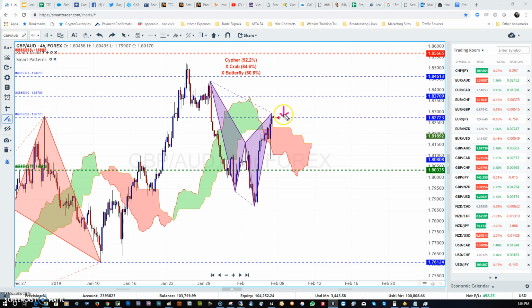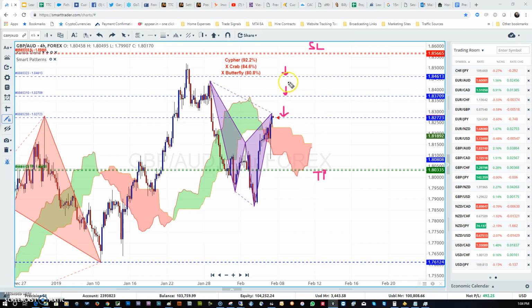So any pending order at 182.72, 183.70, and then 184.61. Stop loss is going to be here, and our profit target, take profit, is going to be set over here at this level at 180.33.